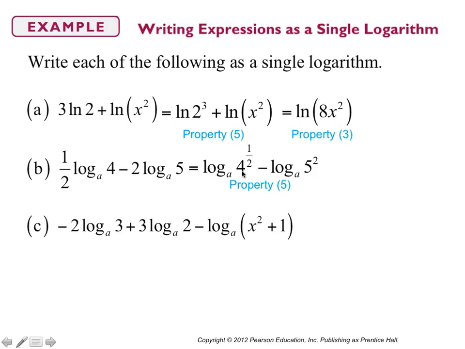And then the other thing that I want to point out is that we can simplify this a little bit. So 4 to the 1/2 power is just going to be the square root of 4, which is just 2. And 5 squared is just 25. So since we have subtraction, we changed it into division. So I'm just left with log base a of 2, since 4 to the 1/2 power is 2, over 25, since 5 squared is 25.